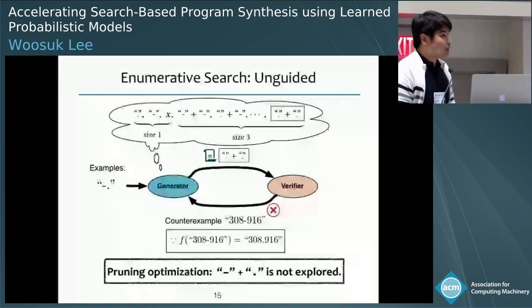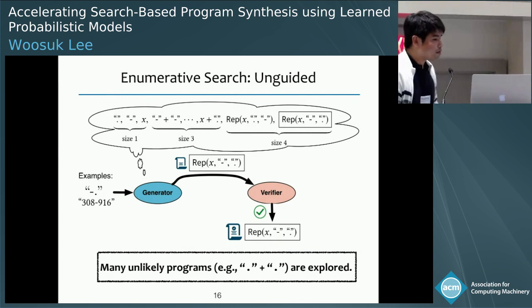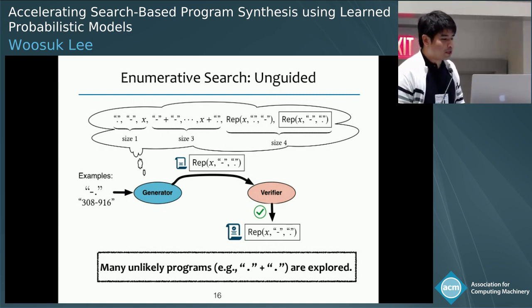You may wonder, it just enumerates candidates like a dummy. It is not true. It employs a powerful pruning optimization technique to prune the search space. For example, a program that concatenates hyphen and dot is not explored because it is equivalent to this program, x, under the counterexample. In this manner, it can prune the search space significantly. In the third iteration, the generator eventually finds the desired program, which the verifier certifies to be correct.